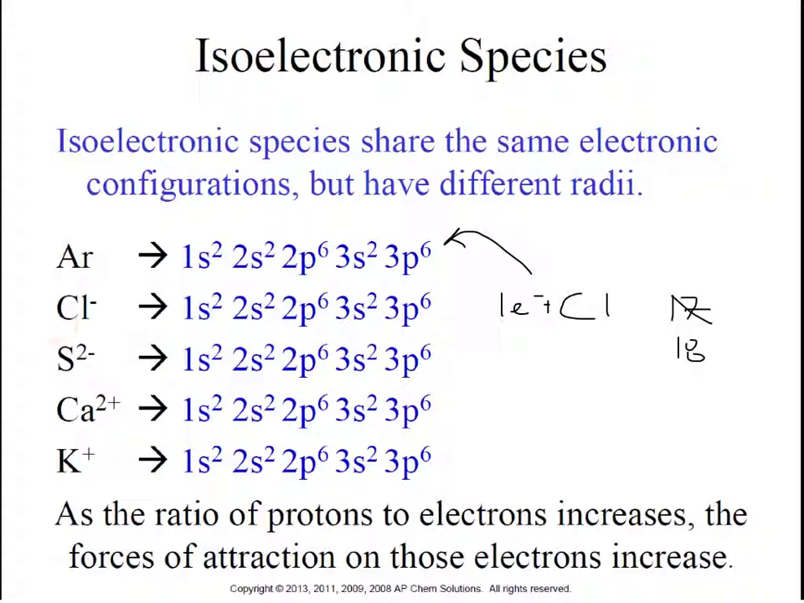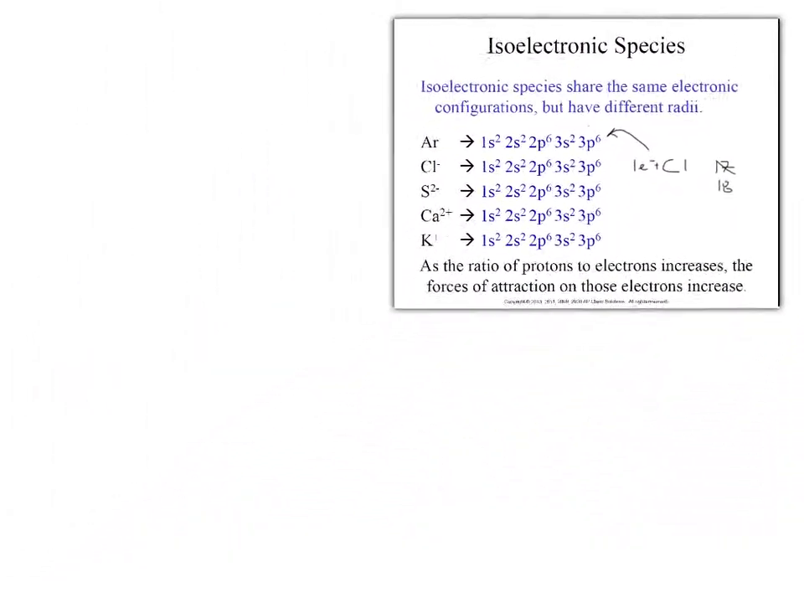So the reason chlorine gains an electron is so it can have the stable configuration of argon, sulfur gaining 2, calcium losing 2, and potassium losing 1. All of those achieve this noble gas notation, which is stable. Now let's think about what this means in terms of radius. If we're losing and gaining electrons, what's that going to do to the effective nuclear charge?